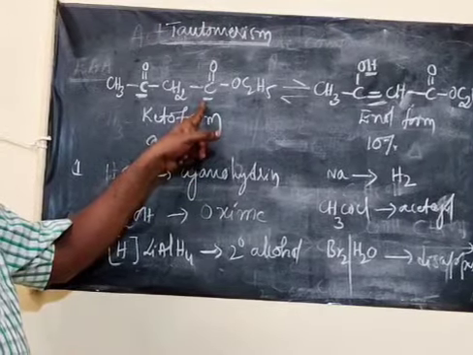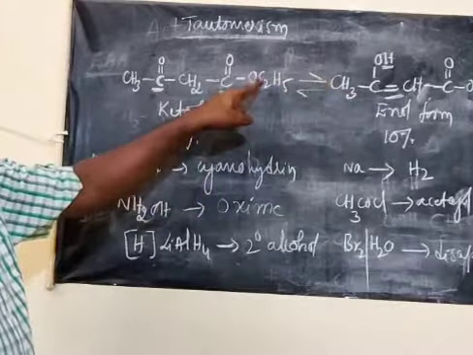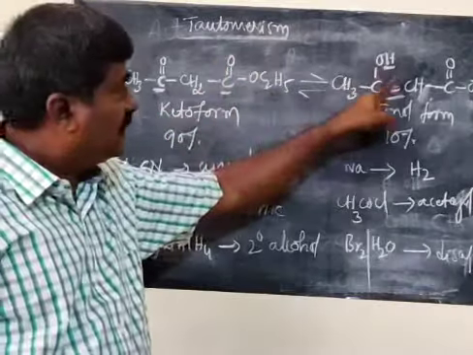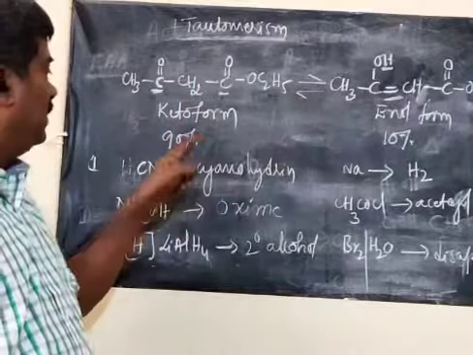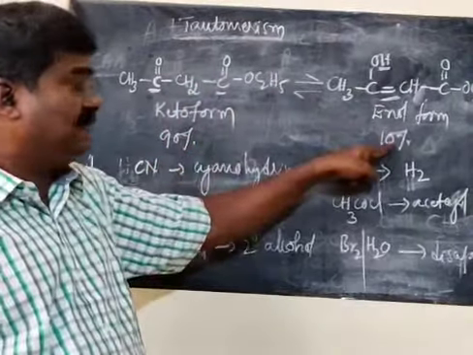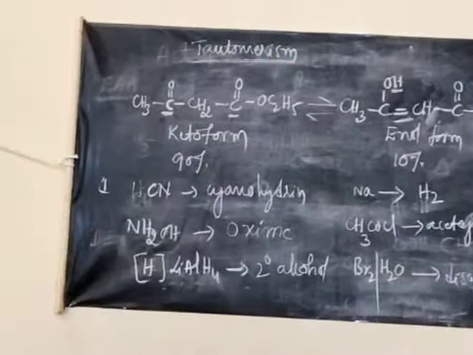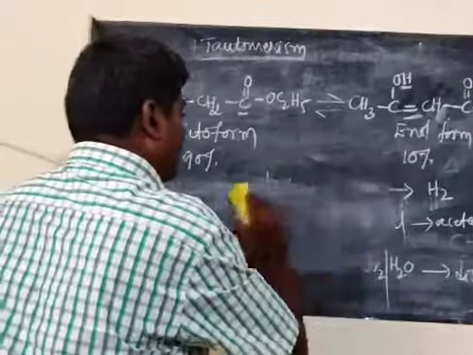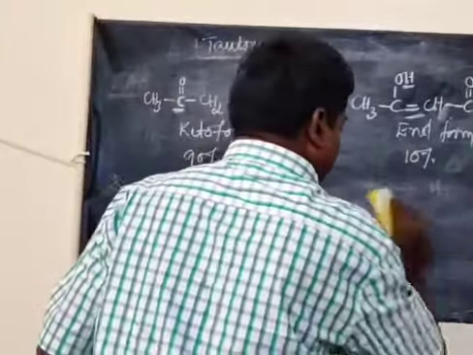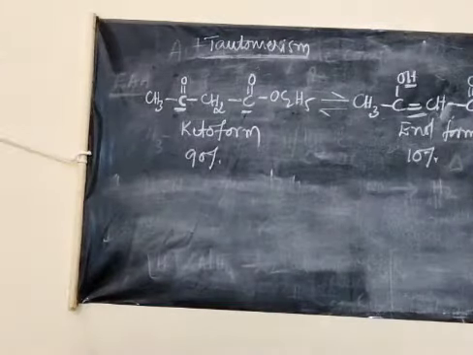So that means two structures are mutually interconvertible. This is converted to this, and this is converted to this, and they exist in dynamic equilibrium. This exists in 90% and this exists in 10%. So this is called tautomerism. See, what is the difference between tautomers and resonating structures? These tautomers are distinct molecules.